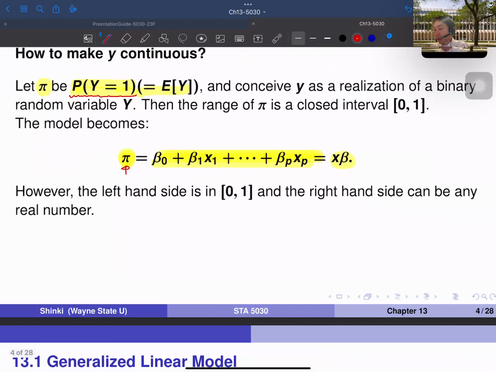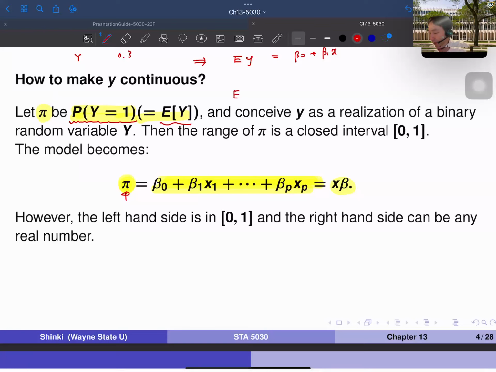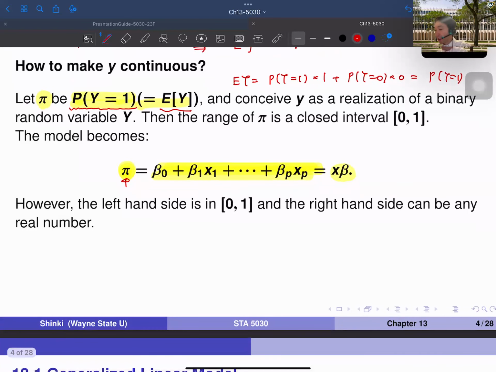And the probability is an expectation, right? Since y is either 1 or 0, the expectation of y is the probability that y is equal to 1, because the expectation of y is the probability that y is equal to 1 times 1 plus the probability that y is equal to 0 times 0. So this is the probability that y is equal to 1. We have already taken expectation, so we don't have an error term. That is another difference.